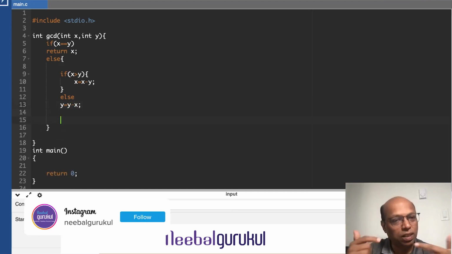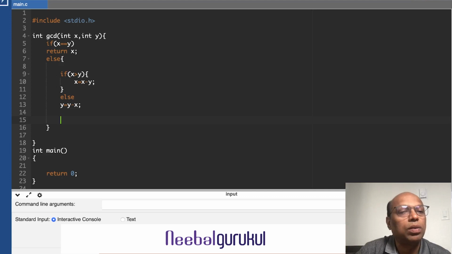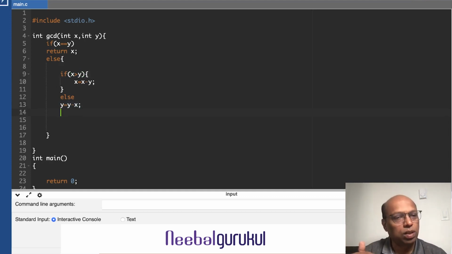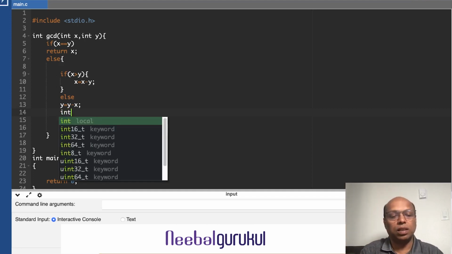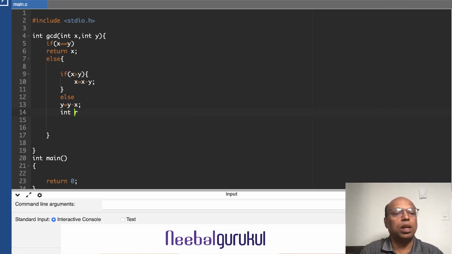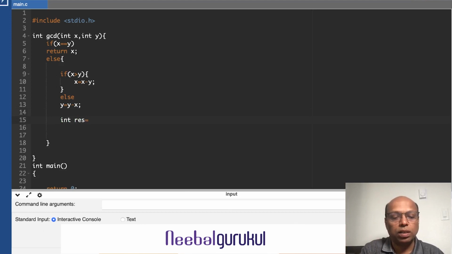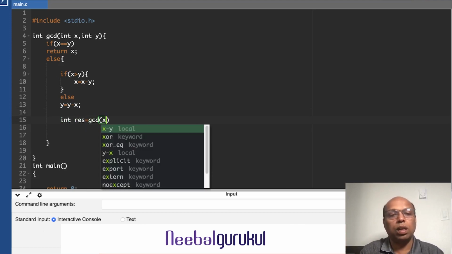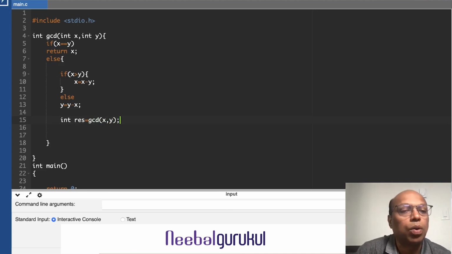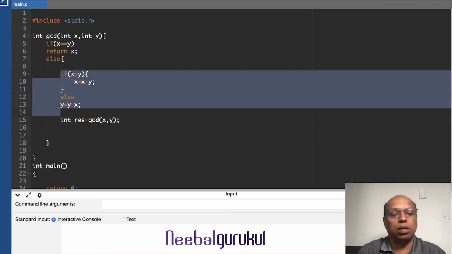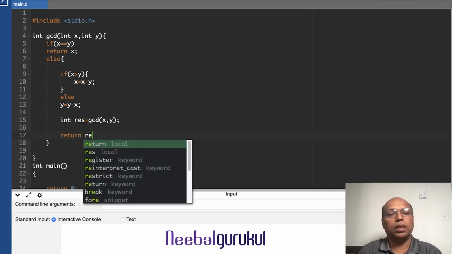Then if I give you 125 and 175, is 125 greater than 175? False. Therefore, my y became 50, right? This is not enough. You need to say the GCD of 125 and 175 is the same as the GCD of this. Therefore, I will write integer result is equal to, see, it's not inside the else, it's outside. Result is equal to GCD of the new x and y. See, don't tell me that I pass the same parameters. No, I modified these parameters here and return the result.